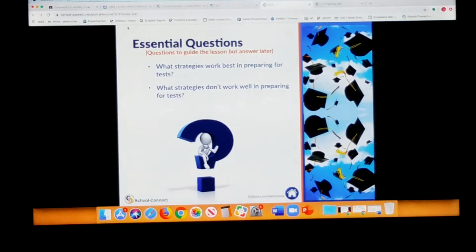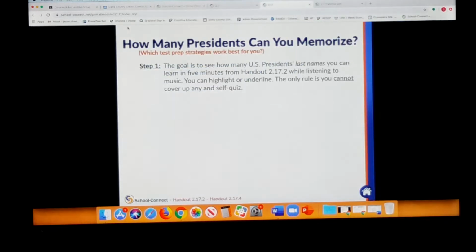So, what are the essential questions, stuff that will hopefully answer: what strategies work best in preparing for tests, and what strategies don't work best? So, how many presidents can you remember? I was going to do a little test prep strategy game here to help us learn a couple of these. The goal is to see how many U.S. presidents' last names you can learn in 5 minutes from handout 2.17.2, which I will attach to this.